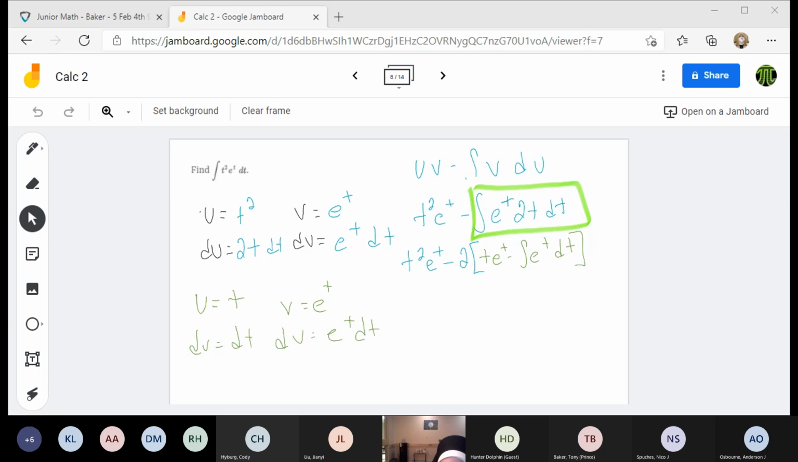All right, so let's go through and clean this up and get to my final answer. So the t squared e to the t is there. Then I have minus 2 t e to the t. And then e to the t, the integral of e to the t is just e to the t. So I have plus 2 e to the t, and then plus c. And that's my final answer.